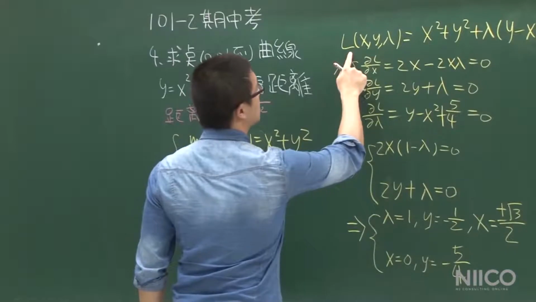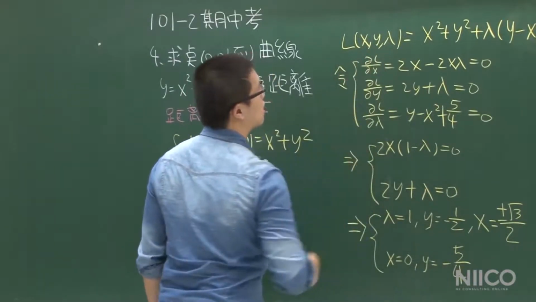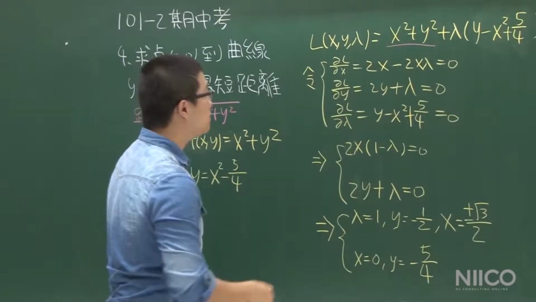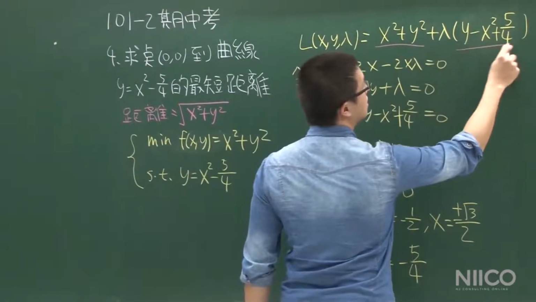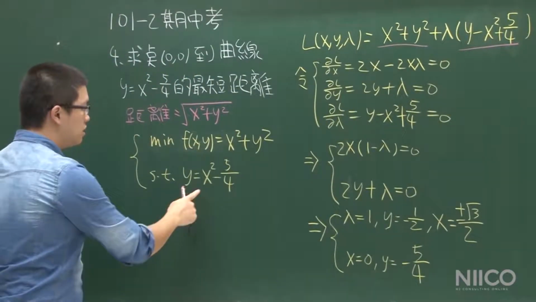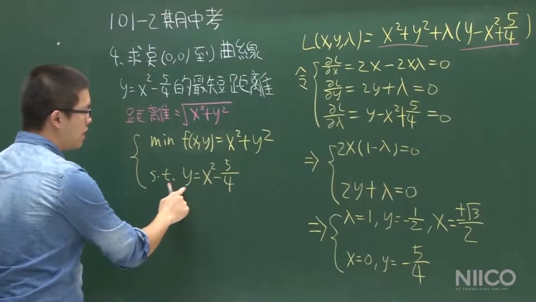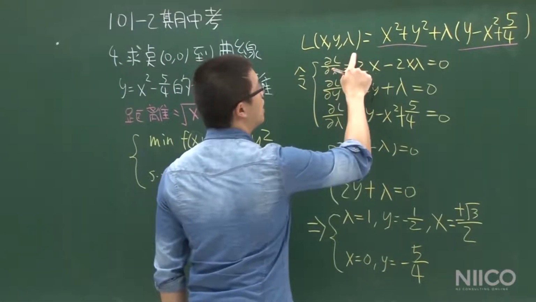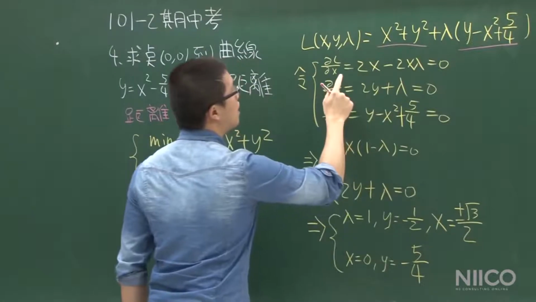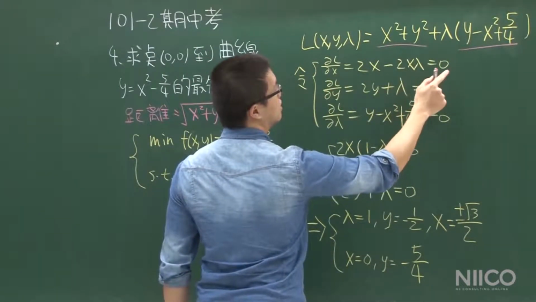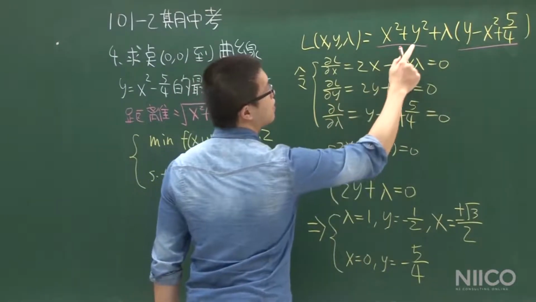So how do we use the Lagrange multiplier method to solve this one? We first let a function L of x, y, and lambda equal x squared plus y squared, this is our f of x and y, plus lambda times (y minus x squared plus 5 over 4). You can think of the original curve, y equals x squared minus 5 over 4, as our constraint. The constraint must definitely be met.